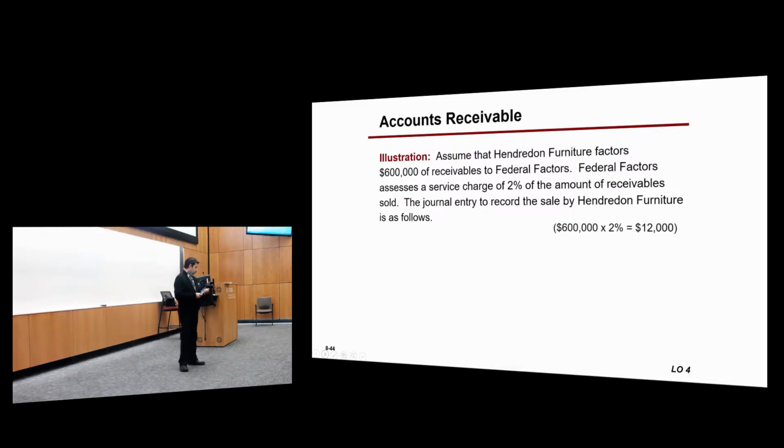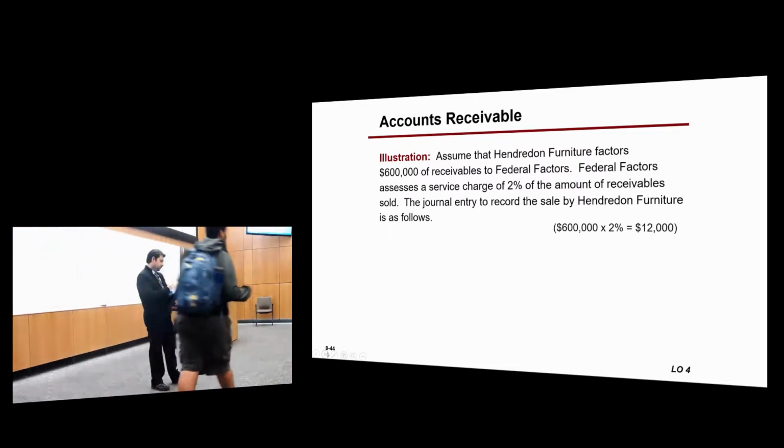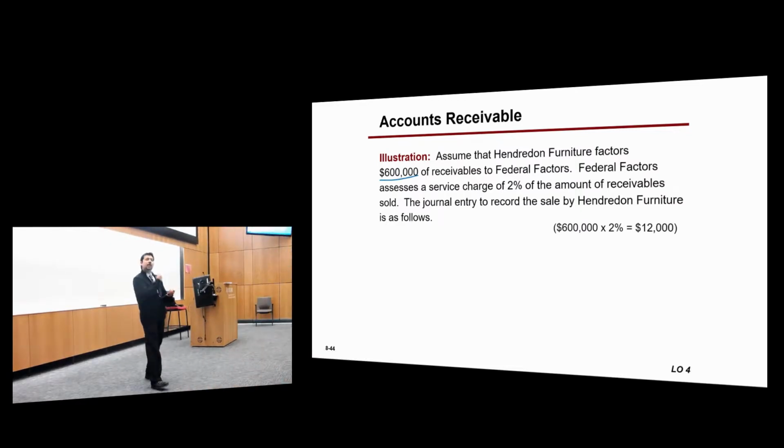Assume that Henderson Furniture factors 600,000 of receivables to Federal Factors. Federal Factors assesses a service charge of 2% of the amount of receivables sold. The journal entry to record the sale by Henderson Furniture is as follows. 600,000 multiplied by 2% is 12,000. That's the fee that they will charge. What's the value of the accounts receivable? 600,000. This is the amount that will be credited to accounts receivable.